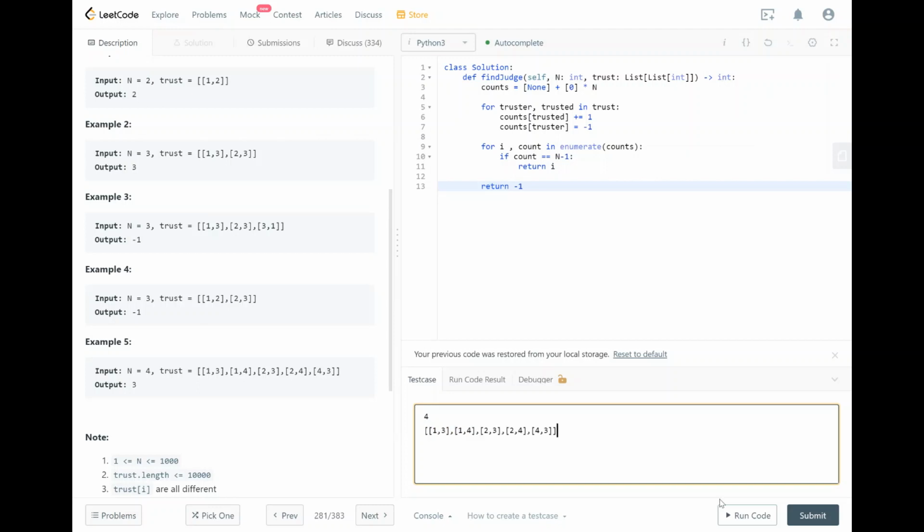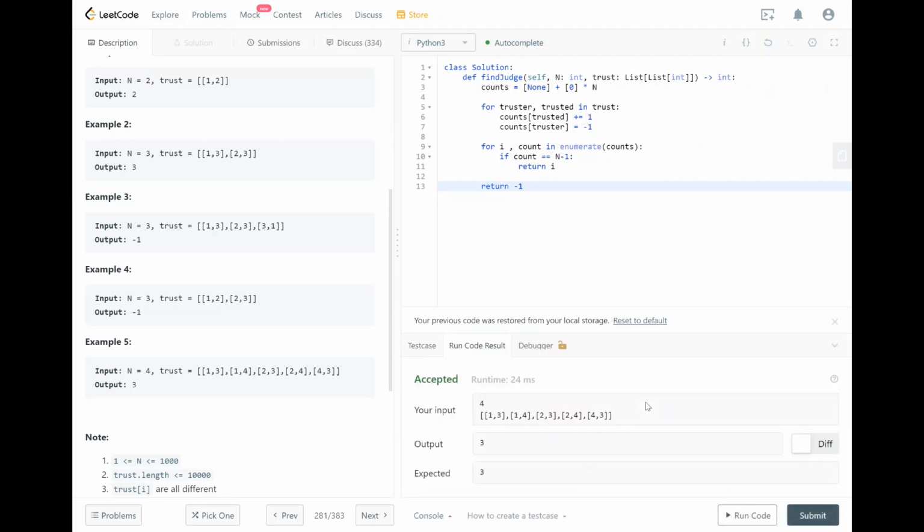Great. Now let's go ahead and submit our code.